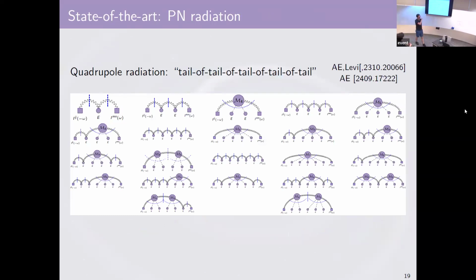So for PN radiation, I get to claim state of the art for this. And because of my particle physics background, I'd love to just go out and compute as many loops as I can. And so the current state of the art is now tail to the 5th. Tail is where you have a quadrupole radiation and then it bounces off the potential at first order. Tail to tail bounces off the potential twice, and so on and so forth. So 5 interactions with the background potential. This is all done using modern on-shell methods. And I can unpack this for anyone who is interested, but there's a lot of fun Feynman integral and numerical evaluation stuff going on here.